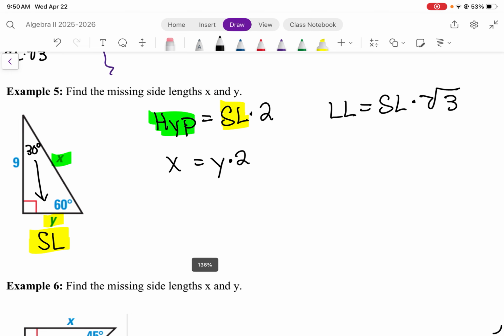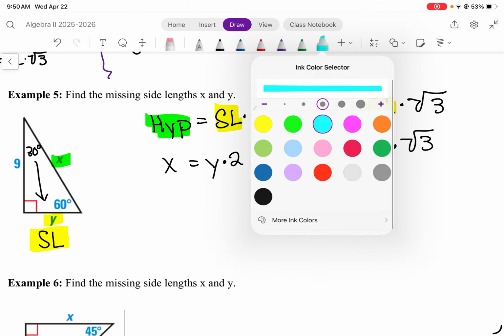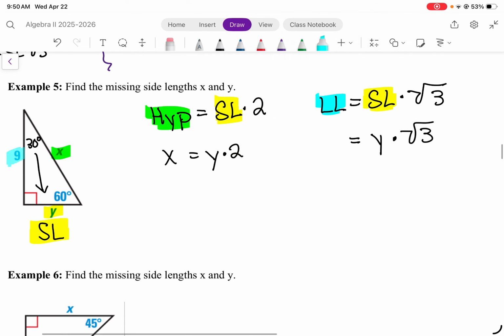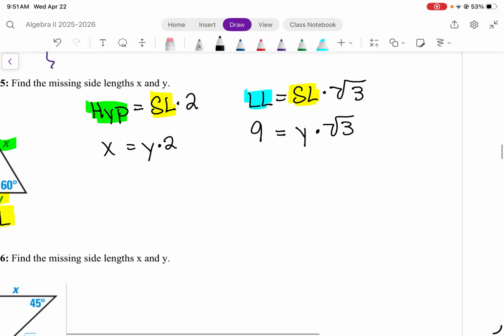This one has two variables, so I can't solve it right away. So then I'm going to go to my other one. I know short leg again is y, and then we have times the square root of 3. Then we need our long leg, which in this one would be 9, or across from the 60-degree angle. This equation only has one variable, so I can solve for that one right away.